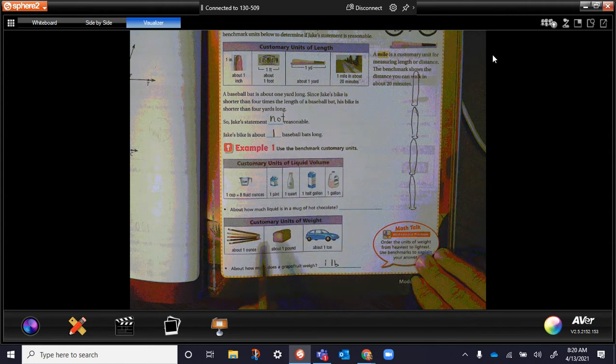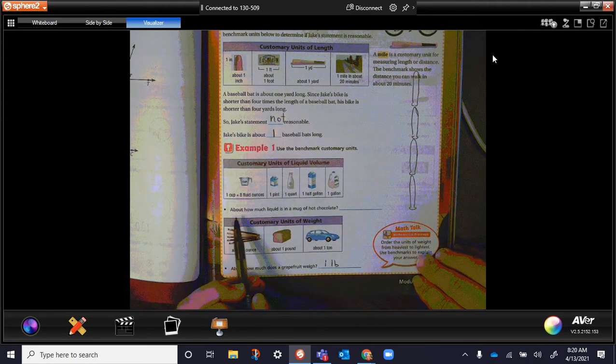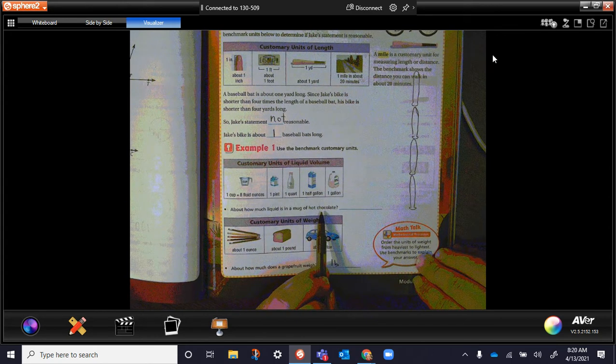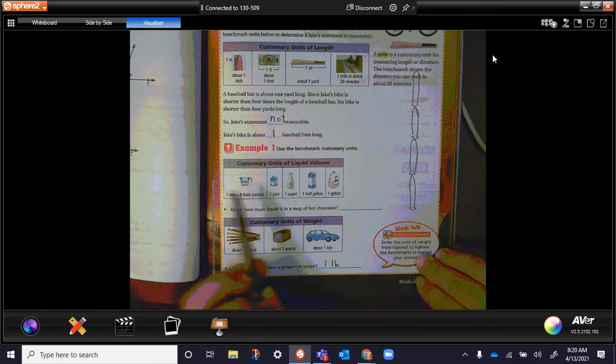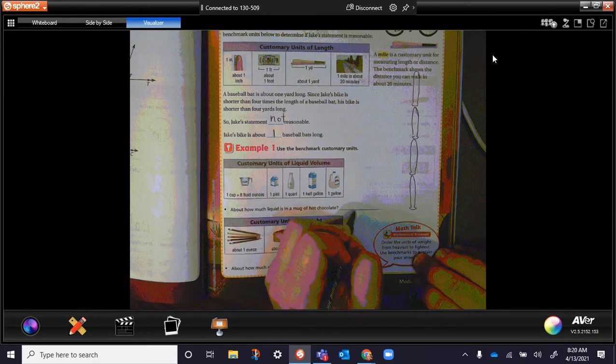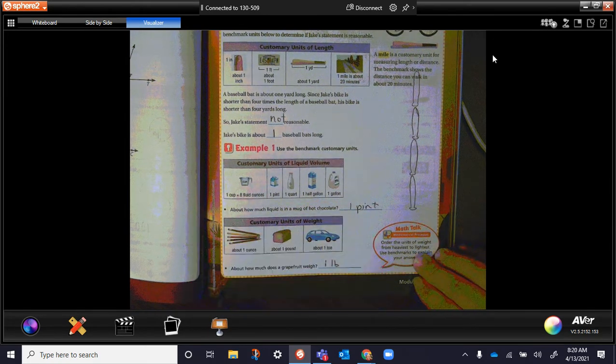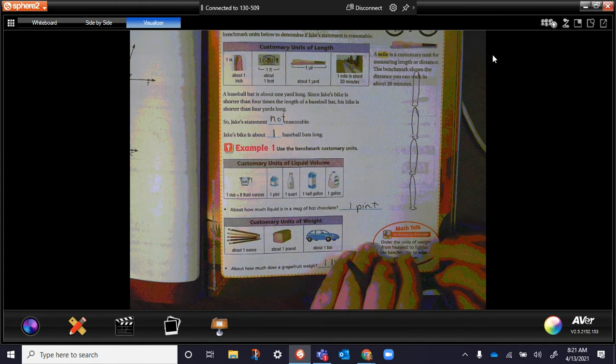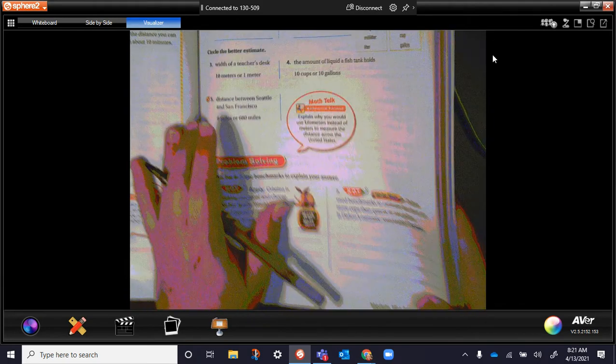Customary units of weight, an ounce. Think about, like, if you were holding your pencil, about how heavy that is. A pound is close to a loaf of bread. And then a car, we would measure that in tons. So we were just talking about if we had a mug of hot chocolate, we were saying that that would probably be close to around the size of a pint. And then we said grapefruit would be closer probably to about a pound. Doesn't mean it's exact, just close.